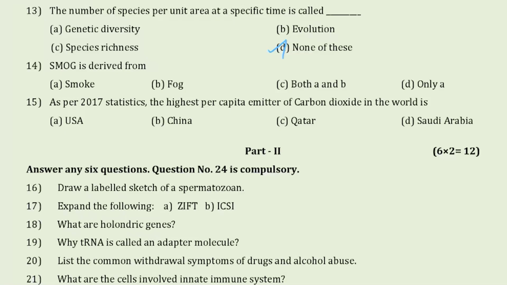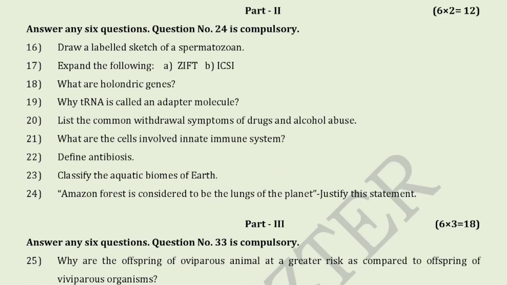Answer is option C. Next, as per 2017 statistics, the highest per capita emitter of carbon dioxide in the world is. Answer is option B. Next, part 2, 2 mark question section.